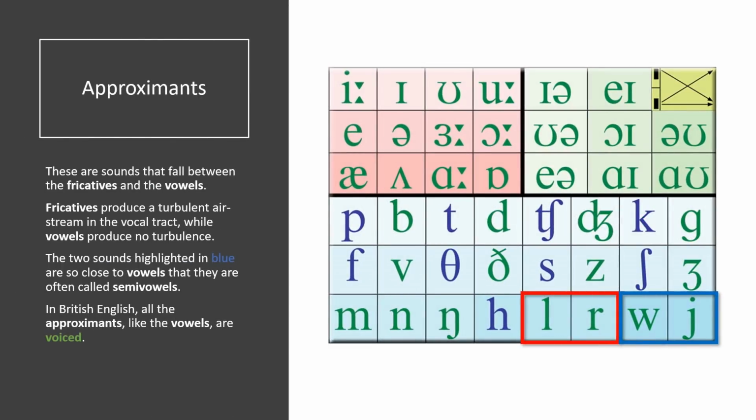Approximants. These are sounds that fall between the fricatives and the vowels. Fricatives produce a turbulent airstream in the vocal tract, while vowels produce no turbulence. The two sounds highlighted in blue are so close to vowels that they're often called semivowels. In British English, all the approximants, like the vowels, are voiced.